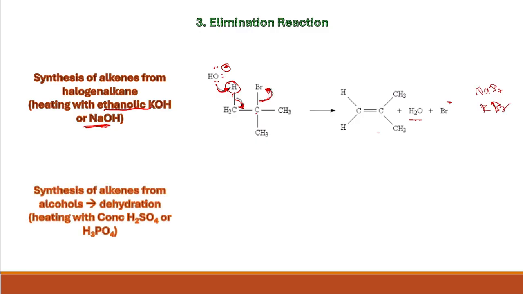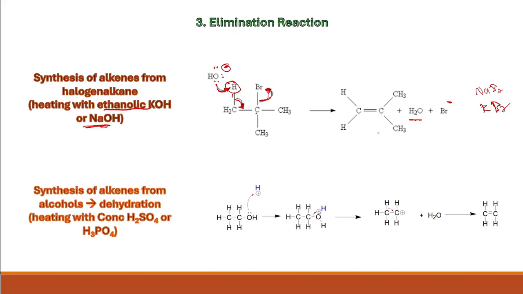Another elimination reaction with a different mechanism is the synthesis of alkenes from alcohols. This is called a dehydration reaction. This is a specific type of elimination. It is called dehydration because we remove a molecule of water. To achieve this reaction, you need to heat with either concentrated sulfuric acid or concentrated phosphoric acid. The acid here will act as a source of a proton for the first step of the reaction.